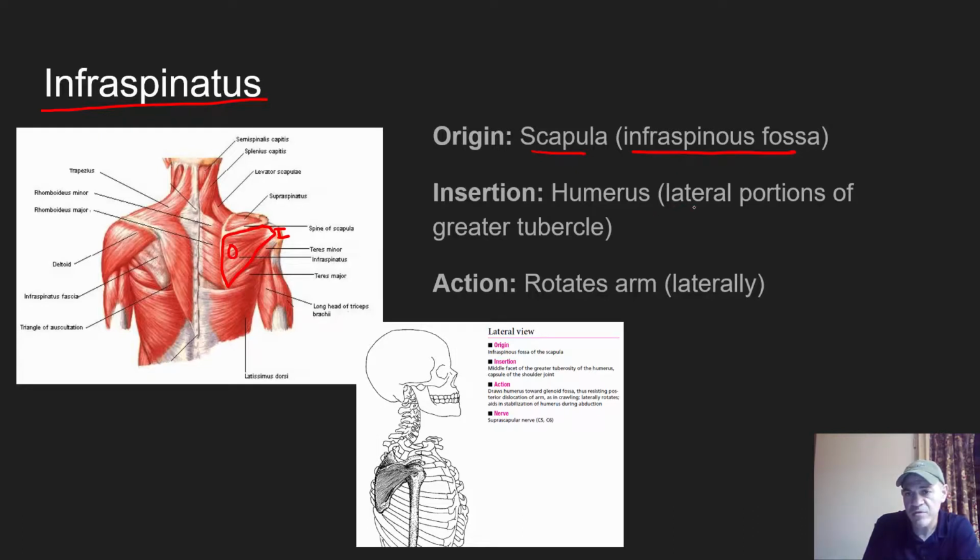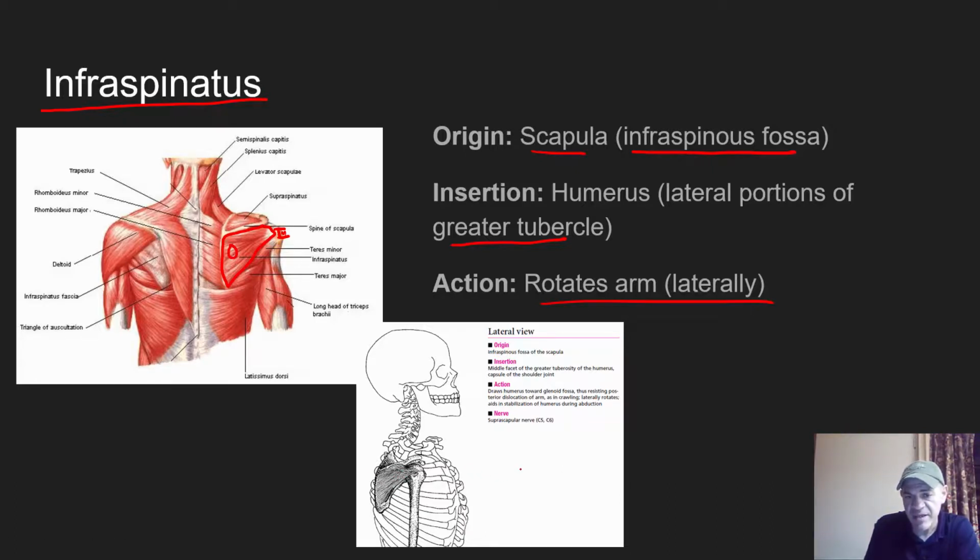the bone, on the humerus, creating a rotation for the action. So the actual insertion is the greater tubercle. So this muscle comes and inserts on the outside of the proximal end of the bone, and that creates that lateral rotation.